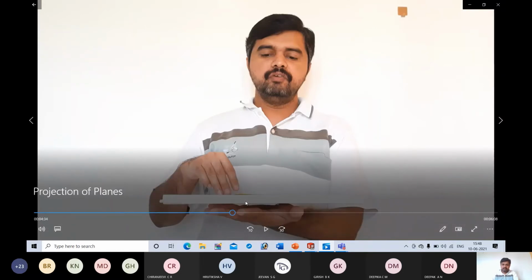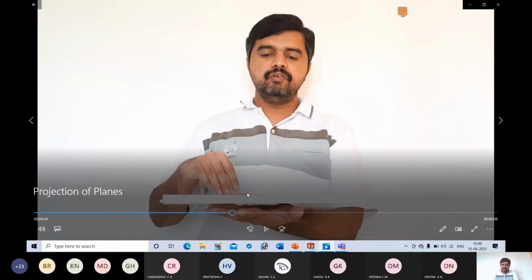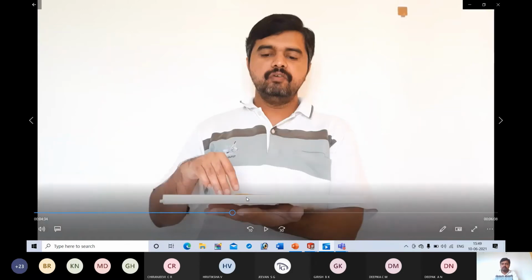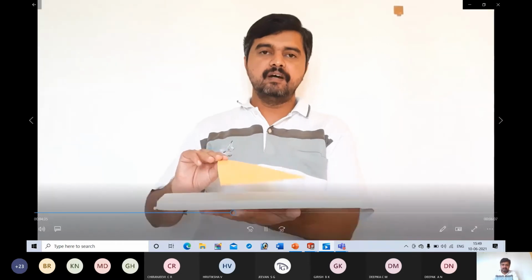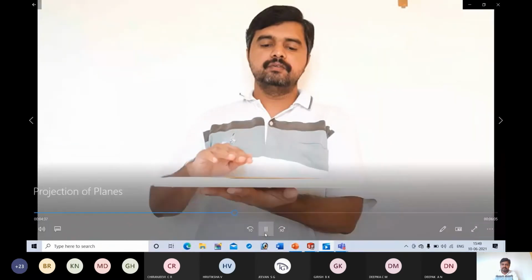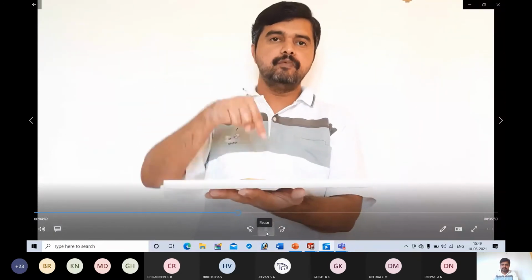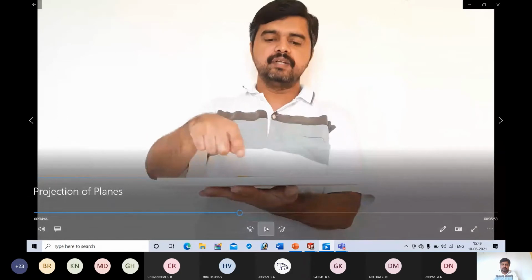Initially we will keep the complete lamina on HP so that it becomes parallel to HP. If you look from the top, we are able to see its true shape. Next, if it is parallel to HP, obviously it will be perpendicular to VP. Since it is perpendicular to VP, the front view on VP will be a line. Like this, I am keeping the complete lamina on HP. From the top you are able to see its true shape.